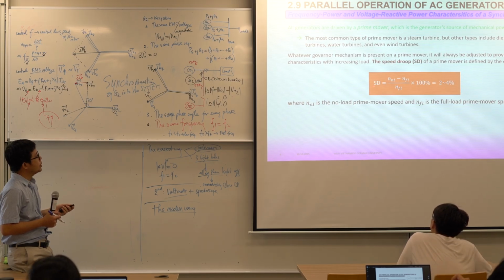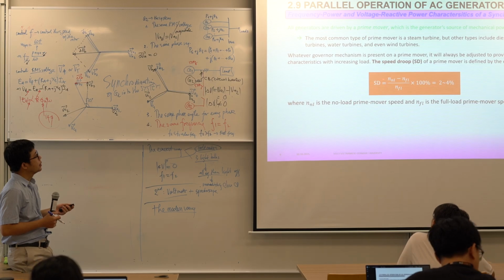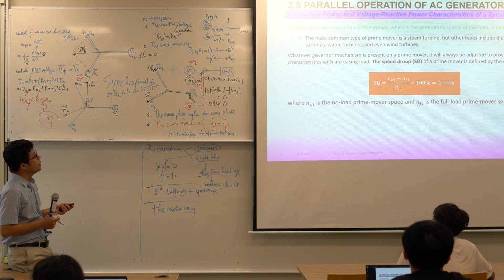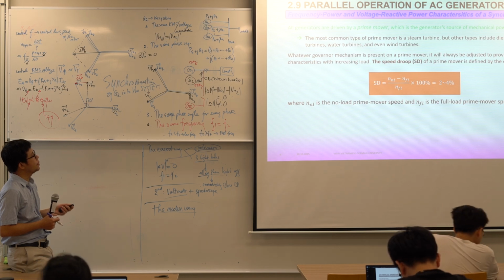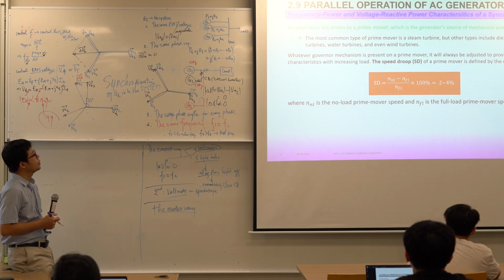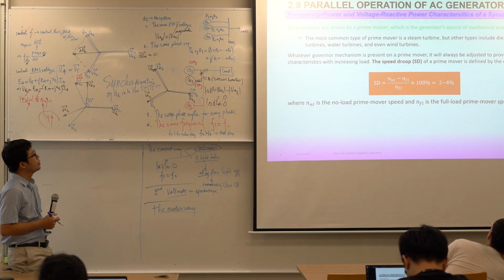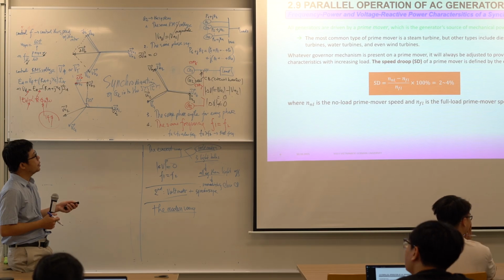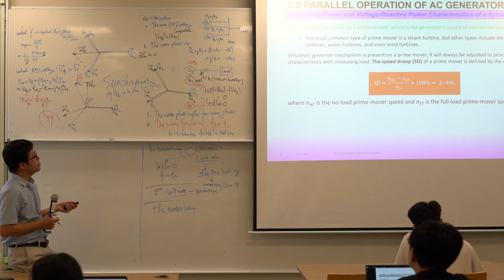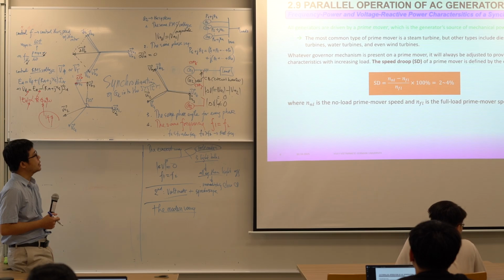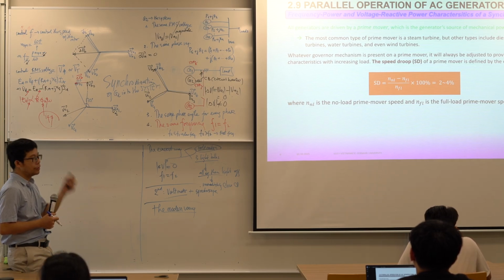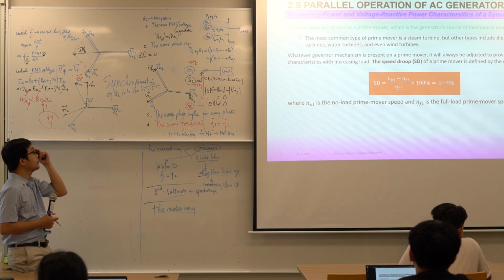We also need to understand the speed deviation, SD, which is the speed droop. We define the speed drop as no-load speed minus full-load speed over full-load speed. Normally you get 2 to 4%.